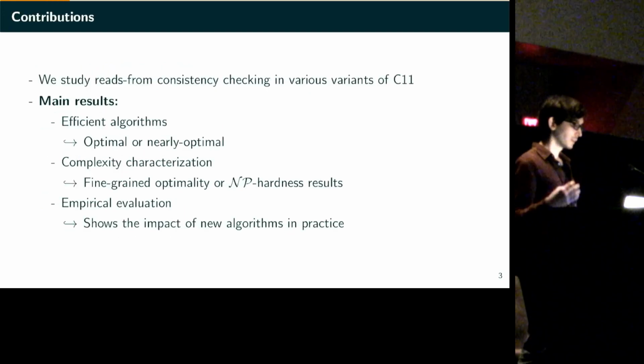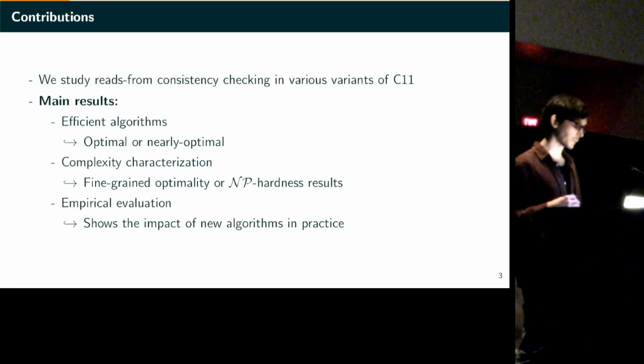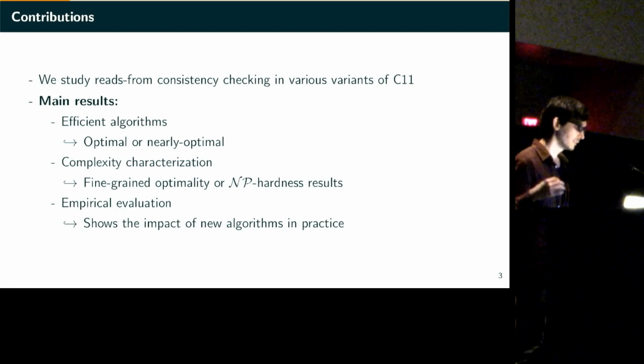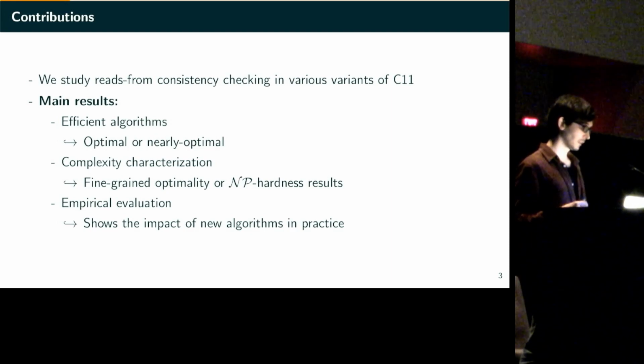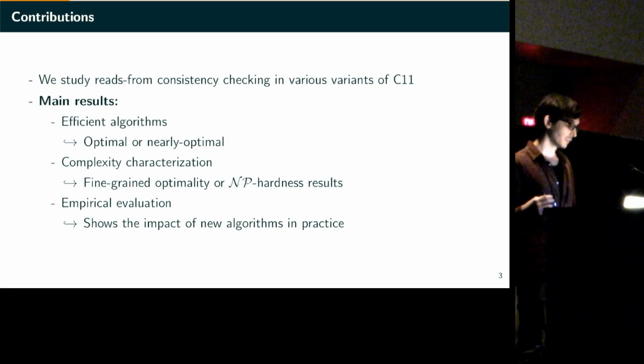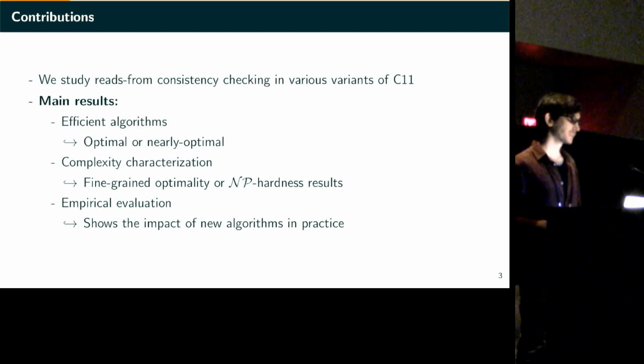So in this work, we study reads from consistency checking in the various variants of the C11 memory model, and our results include efficient algorithms for certain variants and fine-grained optimality results. We also showed that the problem is NP-hard for certain variants. And on the more practical side, we implement some of our algorithms, and we show that our new algorithms have an impact in practice.